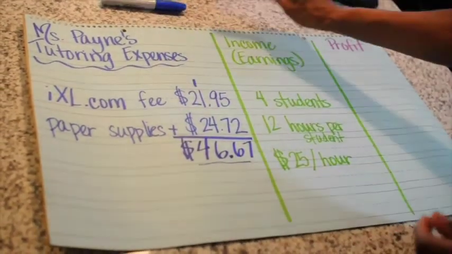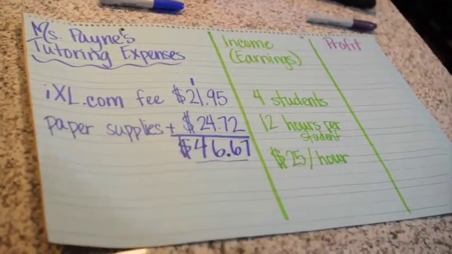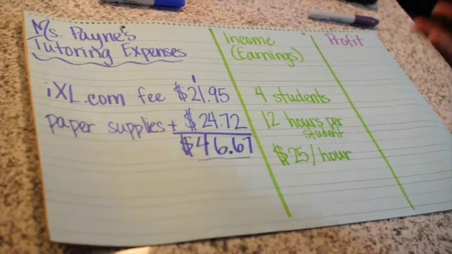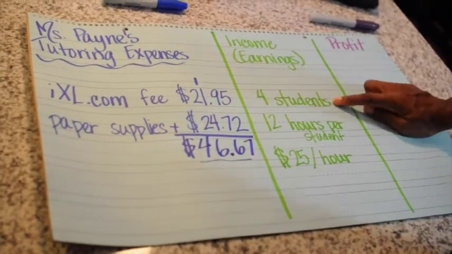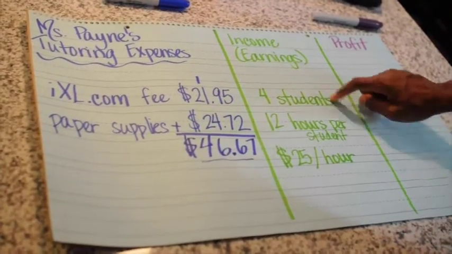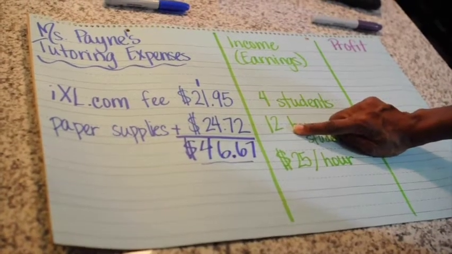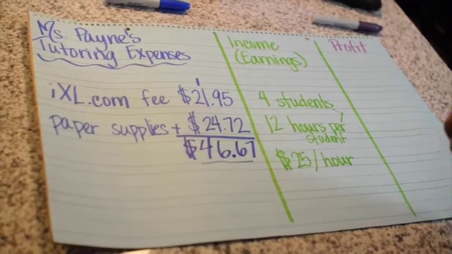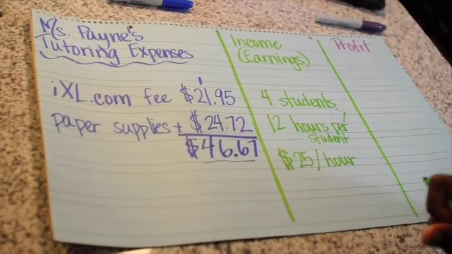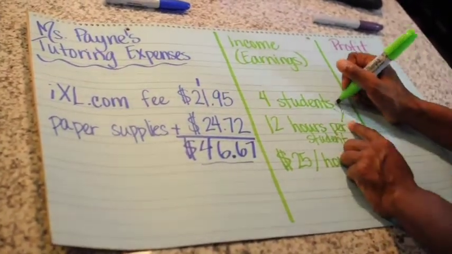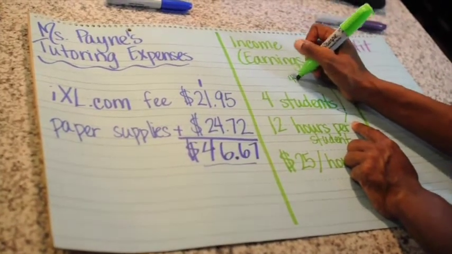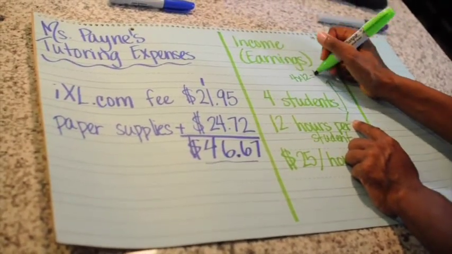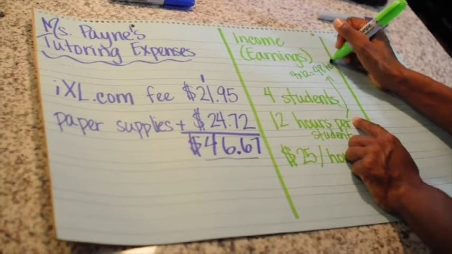Now I will need to calculate my income. How much money am I going to make during this time? So I am tutoring 4 students. Each student is going to be tutored for 12 hours. So I can first figure out how many hours I'm working. I have 4 students. Each student gets 12 hours. So that means I'm going to have 4 times 12, which equals 48 hours that I'm tutoring for.